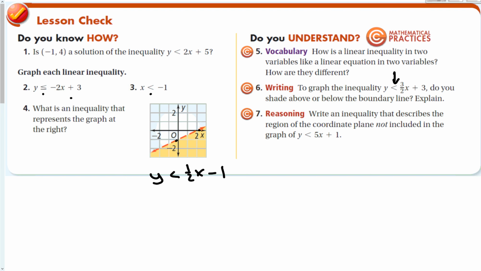Right? An inequality that describes the region of the coordinate plane not included in that graph. Okay, well that's just the opposite. So y is greater than or equal to 5x plus 1. This shades below and has a dotted line. This shades above and has a solid line. So it includes the solutions on that one. And that was 6-5 linear inequalities.